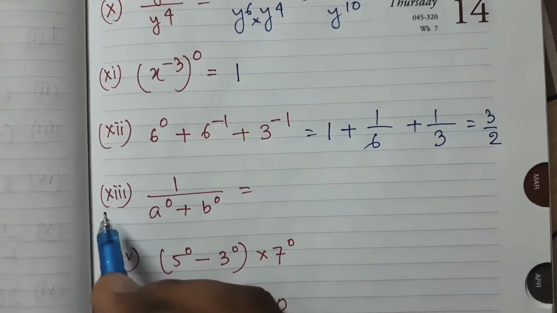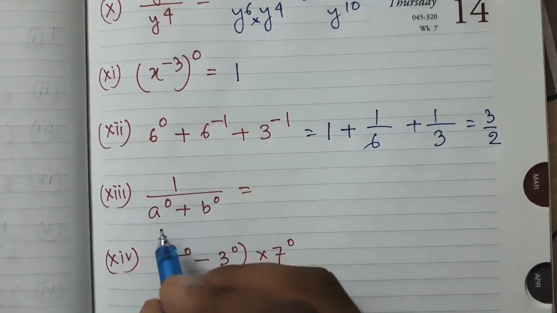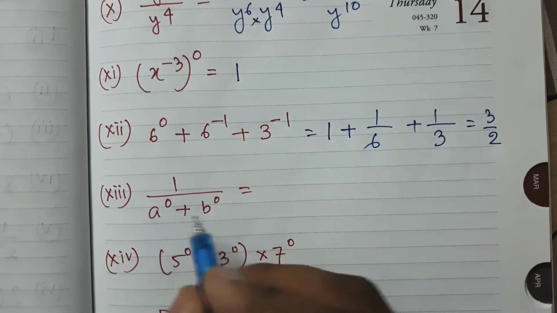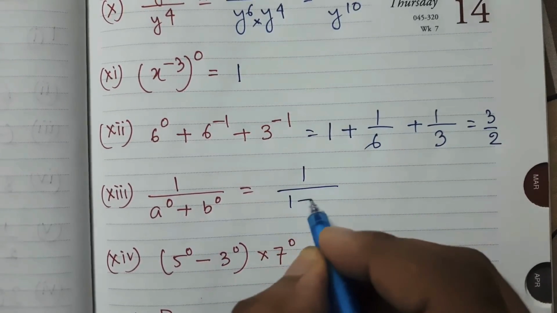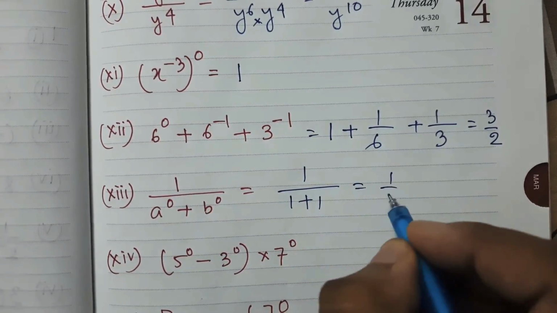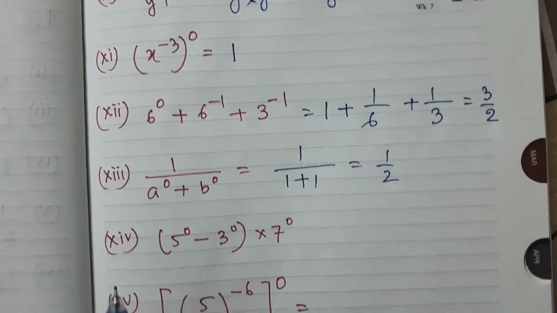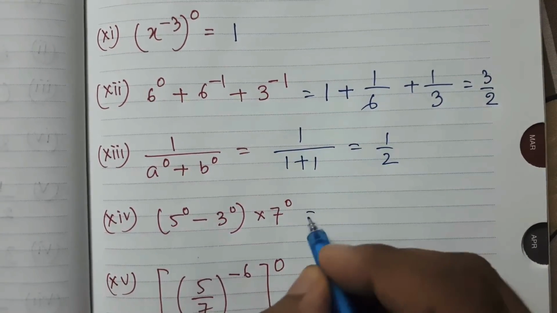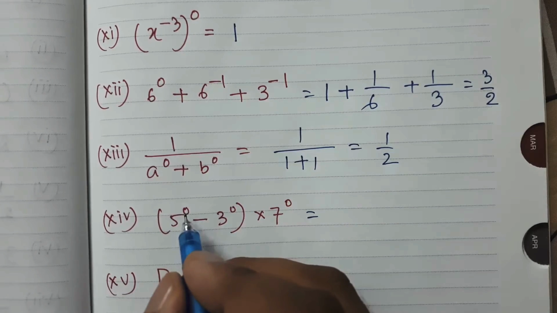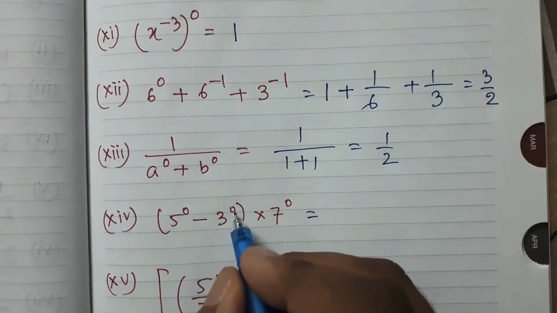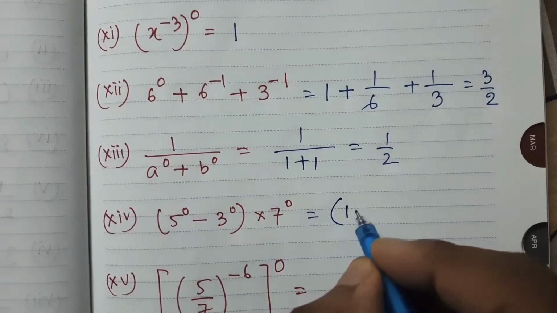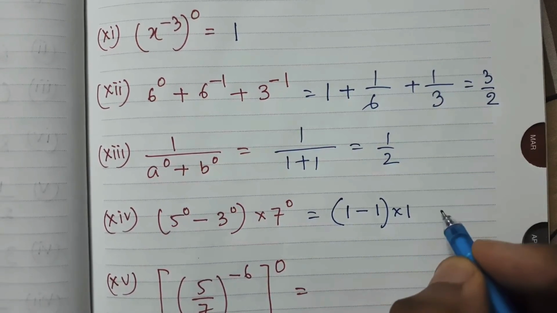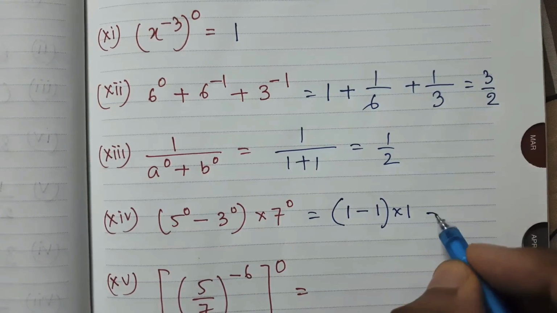Now this is part 13. Here a to the power 0 means 1, b to the power 0 means 1, because of the 0 exponent, so 1 by 1 plus 1, so it is 1 by 2. This is part 14. Here 5 to the power 0, again 0 exponent, this is also 0 exponent, this is also 0 exponent, so just put 1, 1 minus 1 into 1, so the answer is going to be 0.